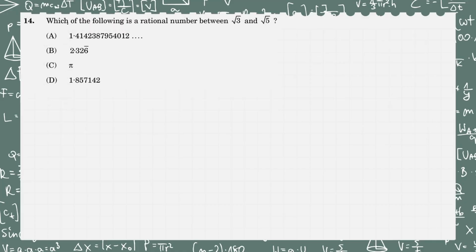Let's move on to the next sum. Which of the following is a rational number between root 3 and root 5?